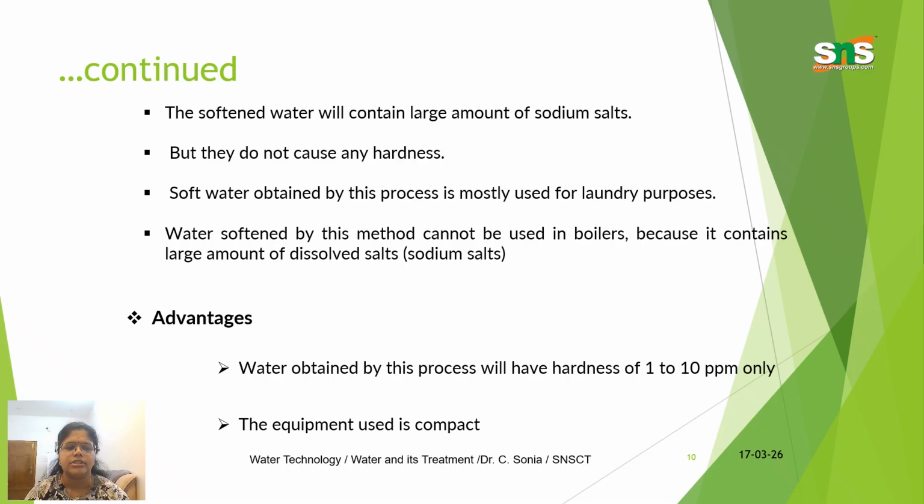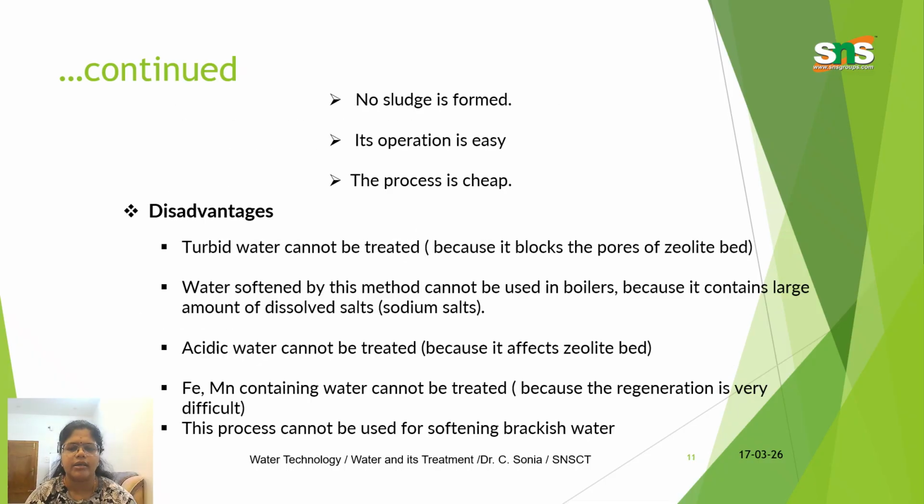Advantages: water obtained by this process will have a hardness of only 1 to 10 ppm. The equipment used in this process is compact. No sludge is formed. Its operation is easy. The process is cheap. What are the main disadvantages?